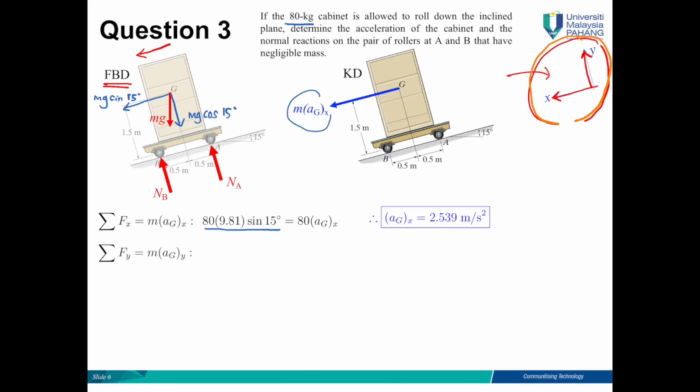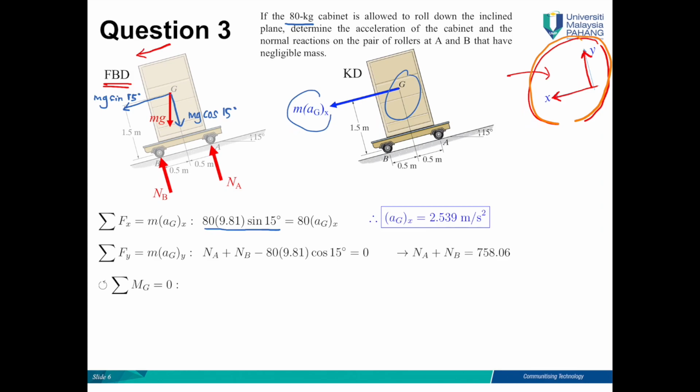Next we move on to the total of forces in the y-axis. We have three forces in the y-axis, NA, NB and mg cos 15. So NA and NB are positive, minus mg cos 15 equals 0, because we don't have anything on the kinetic diagram which is acting in the y-axis. Therefore we have NA plus NB equals 758.06, but we don't know the values of NA and NB.